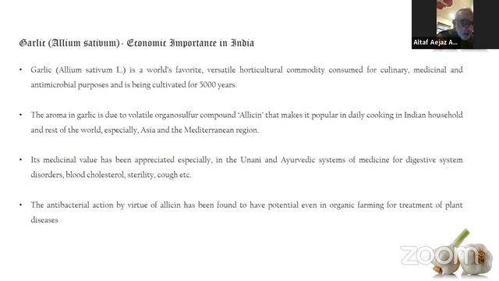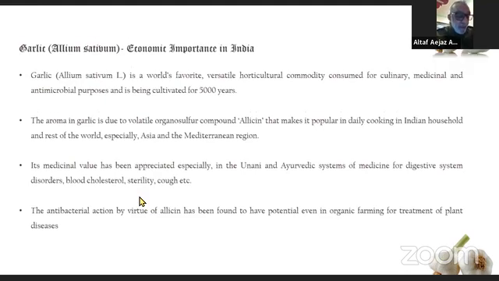The aroma in garlic is due to the volatile organosulfur compound called allicin. That makes it popular in daily cooking in Indian households and the rest of the world, especially in Asia and the Mediterranean regions. Its medicinal value has been appreciated, especially in Unani and Ayurvedic systems of medicine for digestive disorders, blood cholesterol, sterility, cough, and various other diseases where it is being treated.